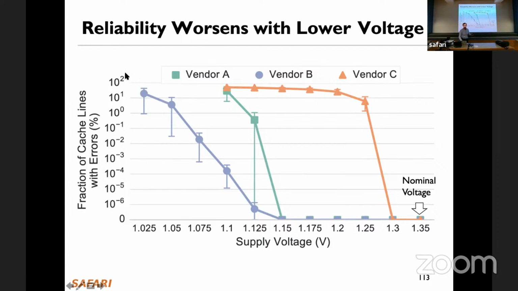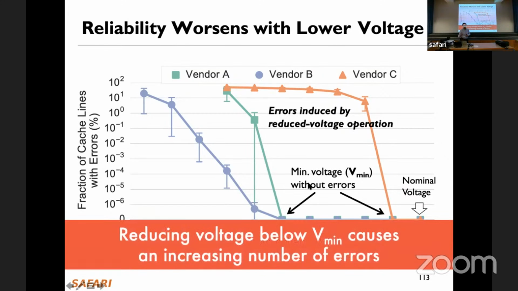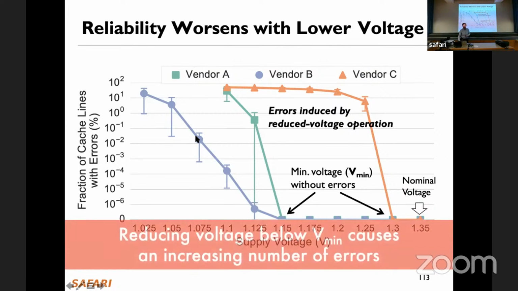So this is 10 to the 2, which is 100%. You don't want to be over here. Clearly, you don't want to be even over here, because 10 to the minus 6 is a very large number for error rate, actually. So this is expected, hopefully. So there's a minimum voltage without errors, and you can define that. Reducing voltage below Vmin causes an increasing number of errors, as you can see. And different chips operate at different points. And these error bars are actually different chips tested from different vendors. So this actually plots the distribution.